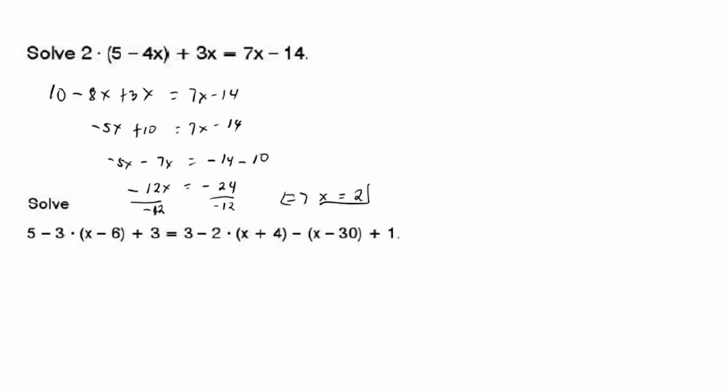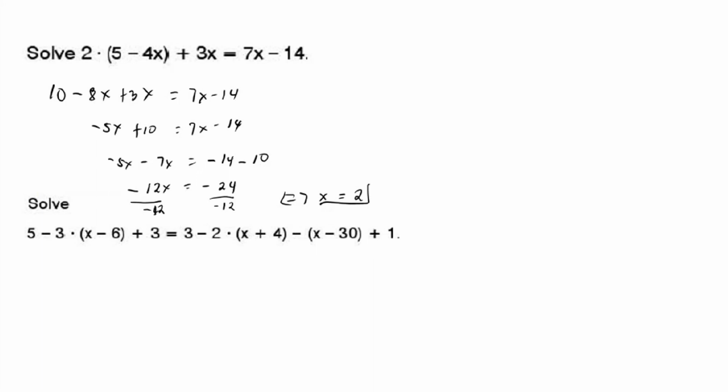Okay, for the next item, we have here 5 minus 3 times the quantity x minus 6, plus 3, equals 3 minus 2 times the quantity of x plus 4, minus the quantity of x minus 30, plus 1. So let us try to reduce first each side.